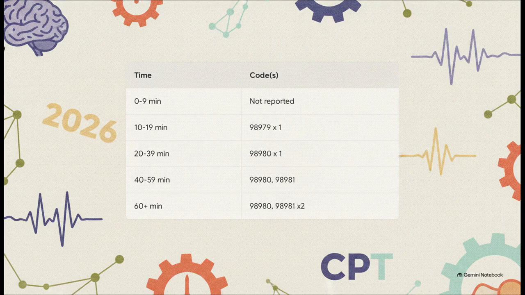For 0 to 9 minutes spent in a calendar month, it is not separately reported. But for 10 to 19 minutes, moving into 2026, we have a brand new code, 98979, which is specifically for reporting those brief services of the first 10 minutes. Then, 20 to 39 minutes hits code 98980. For 40 to 59 minutes, you report 98980 plus the add-on code 98981. It is incredibly structured now, no more guessing.